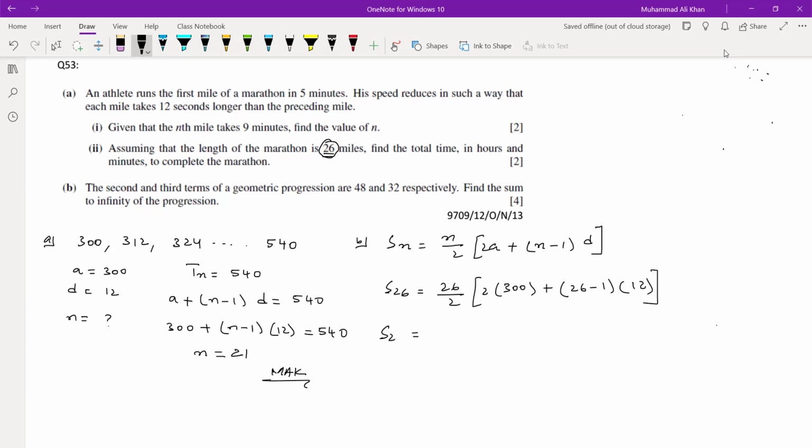S26 का आंसर बताइएगा. Okay, students, now here the result is 11700 seconds. अब इन seconds को हम convert करेंगे minutes में. 11700 divided by 60 कितना हो गया जनाब? 195 minutes.